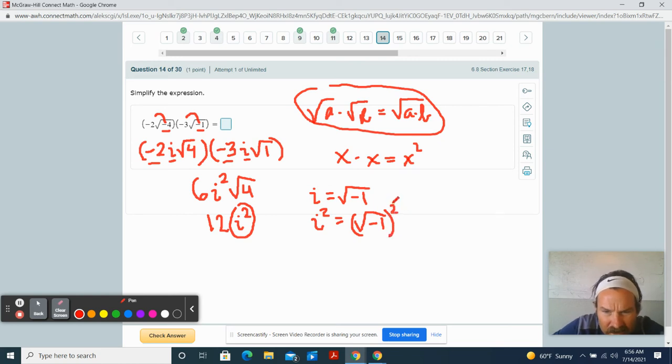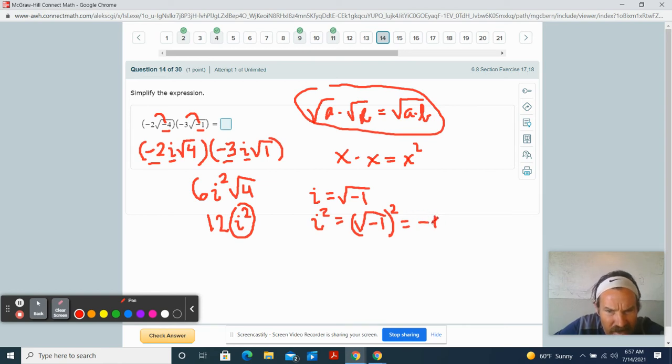What do you think happens to this square and this square root? Yeah, they end up canceling each other. The square here cancels with the square root that's over the top of the -1. So i squared actually can be simplified. i squared can be simplified simply to a -1, not a square root of -1. That's what i is. But i squared can be simplified to -1.